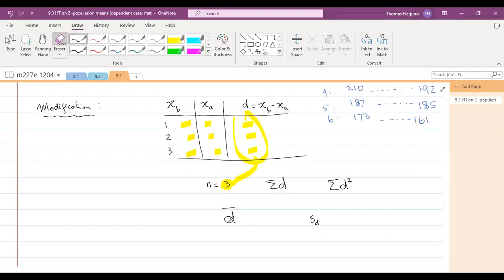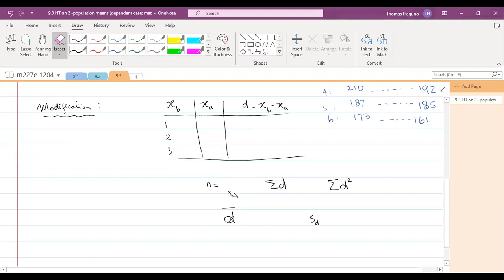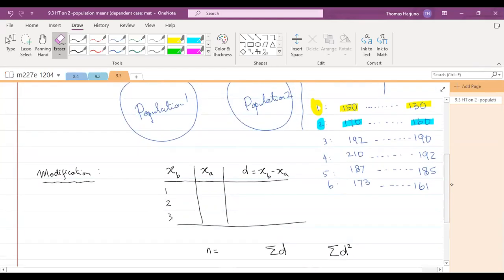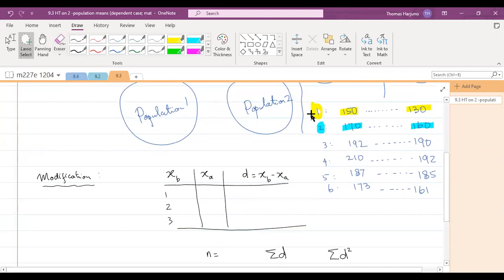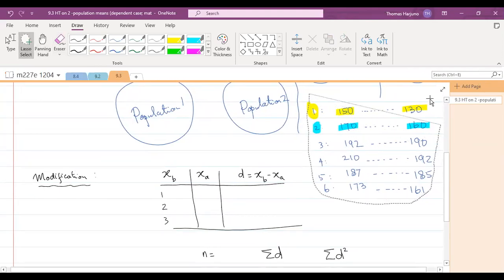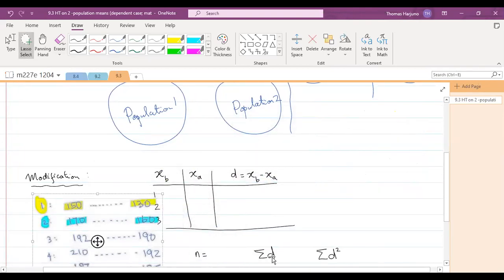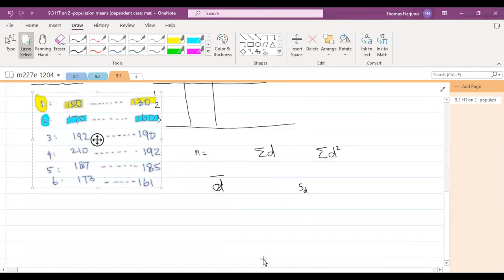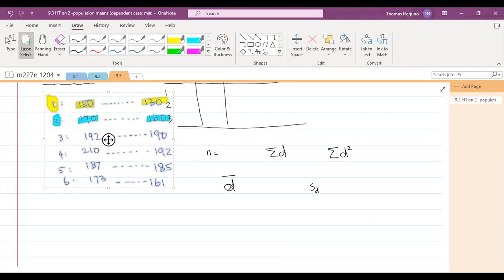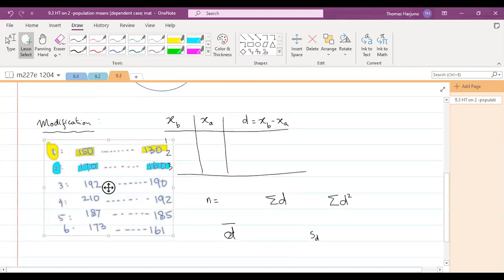So this is our first stage: to find the D's, the number of data, the number of pairs, and then the sum of these, the sum of D squared. And then we find the D bar and standard deviation of D. Let's do it this way. Let me just borrow this data again and ask you to do those computations.